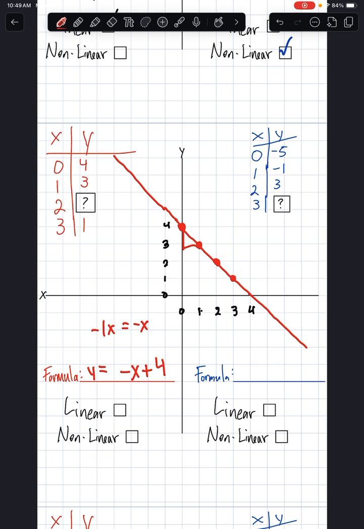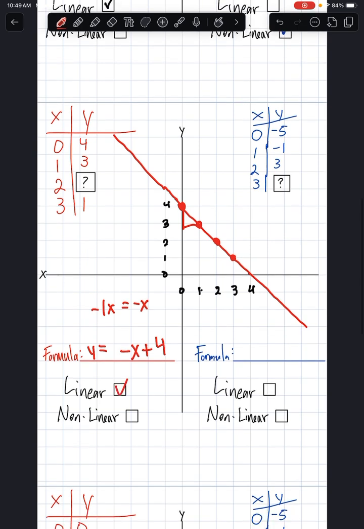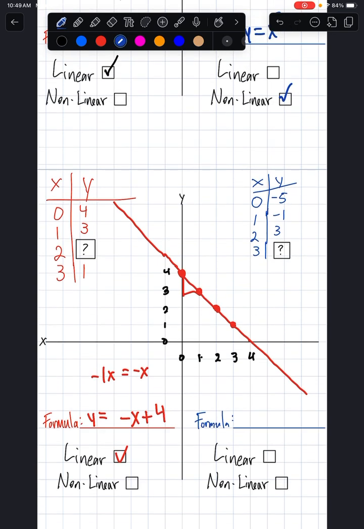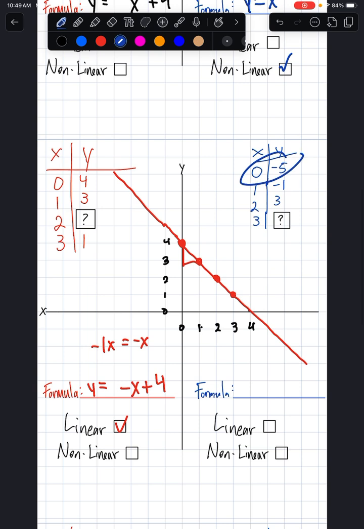Okay. And is this one linear or nonlinear? It is linear. Wonderful. Okay, our next one is going to be blue. I'm not going to erase the old one, so we're just going to have to work with it. So at 0, our y is negative 5, so we go down 1, 2, 3, 4, negative 5 right there. Okay. At 1, it is negative 1, so x is 1, y is negative 1, which is going to be right there.